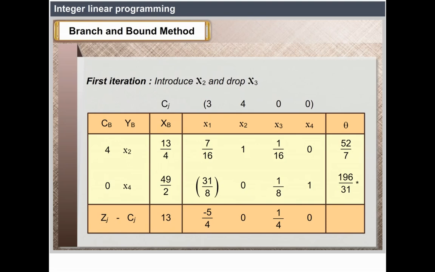Now we have to complete the theta place. We have only one negative number, −5 by 4, the most negative in the Zj − Cj row. Corresponding to that number, we have X1 as the variable. So we have to divide our right hand side values by the X1 column. While dividing, we get 52 by 7 and then 196 by 31. So 196 by 31 is the minimum. We have chosen 31 by 8 as the pivot element, and that is the pivot column.